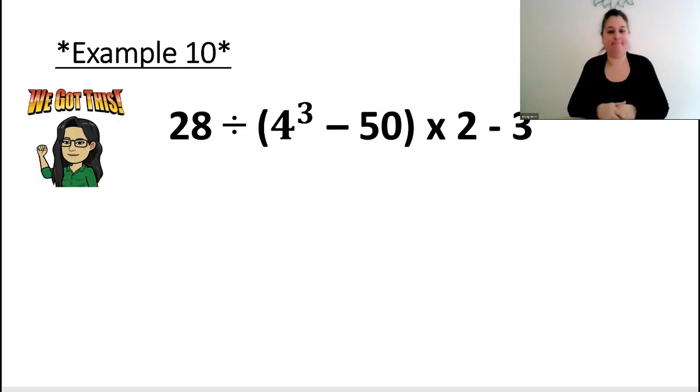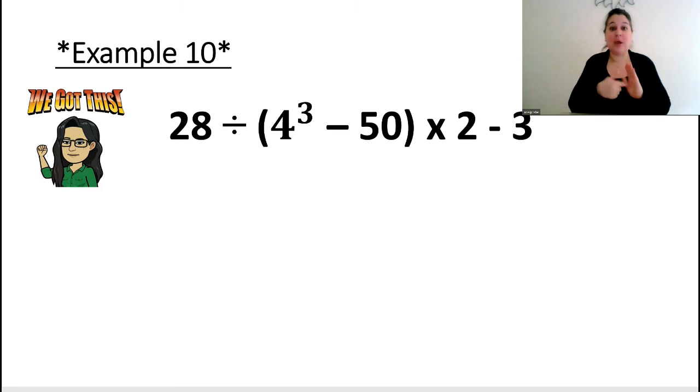All right, example 10. Go ahead and try this one. Test yourself. See if you can get it. Quiz yourself right now. Okay, take your time. One step at a time. All right, go ahead, press pause. Come back when you're done to check your work.